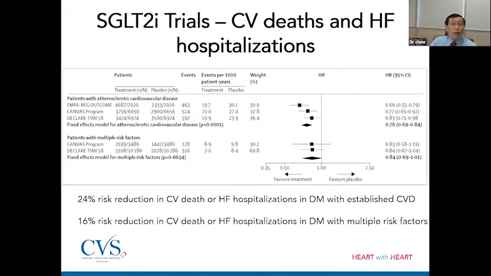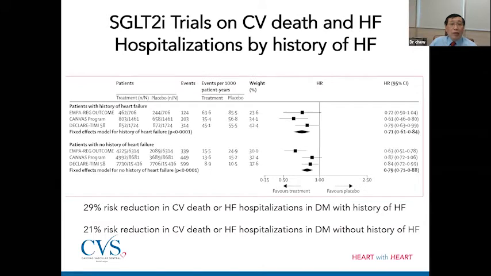Subsequently, other SGLT trials using canagliflozin and dapagliflozin also showed the same trend, a reduction in cardiovascular death and heart failure hospitalizations, both in patients with cardiovascular disease as well as in patients without cardiovascular disease but with diabetes and other cardiovascular risk factors. There was a 24% reduction in the risk of CV death or hospitalizations in diabetics with established cardiovascular disease, and a 16% risk reduction in patients with diabetes with just multiple risk factors. And when they looked at outcomes in terms of whether the patient had a history of heart failure or no history of heart failure, there was a reduction of CV death and heart failure hospitalizations as well.